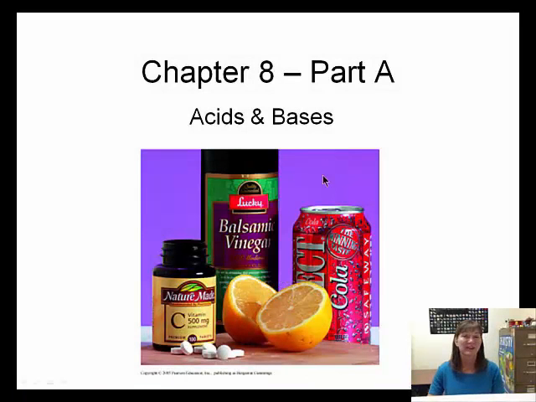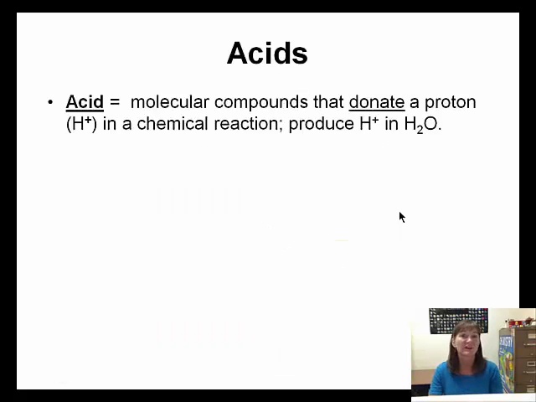Moving on to Chapter 8. Chapter 8 is going to focus on acids and bases. Starting off with acids. Acids are defined as molecular compounds that donate a proton or a hydrogen ion in a chemical reaction. If you put an acid in water, they're going to produce a hydrogen ion.